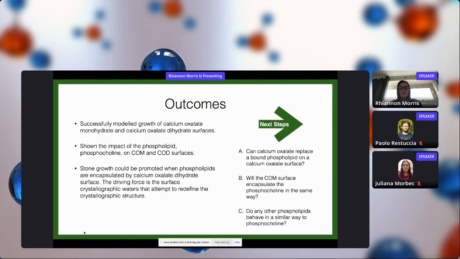And I'd also like to investigate whether any other phospholipids could behave in a similar way. So like we discussed, the sphingomyelin, see if I can find a model for this and see if it behaves in the same way. And if so, then are these lipids that are at higher concentrations in the urine actually causing the stones to grow?